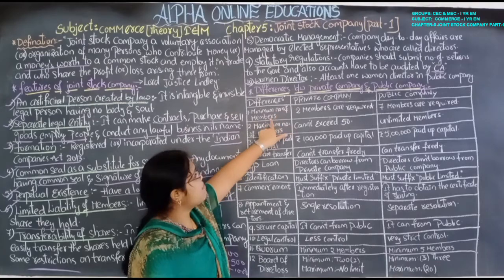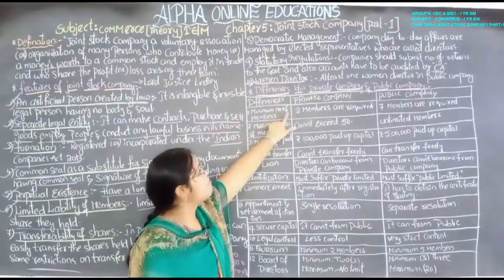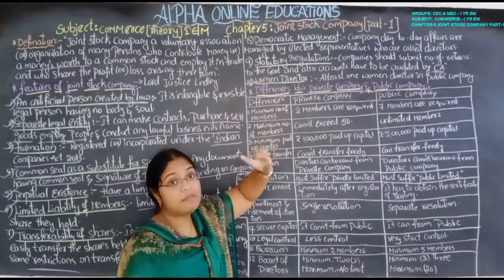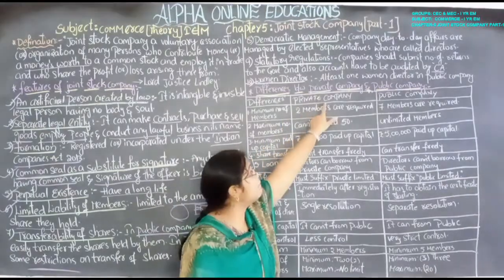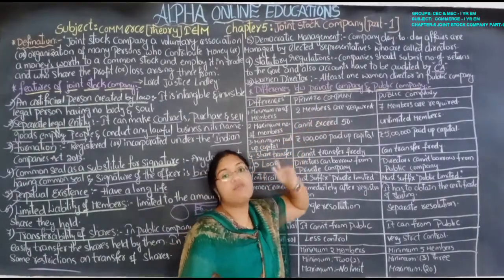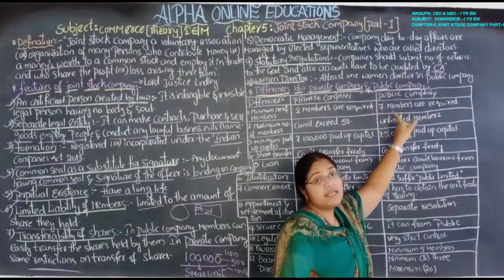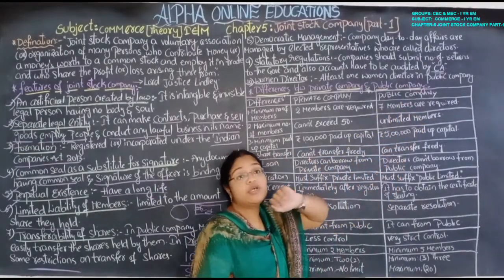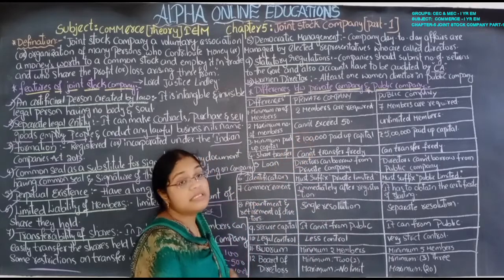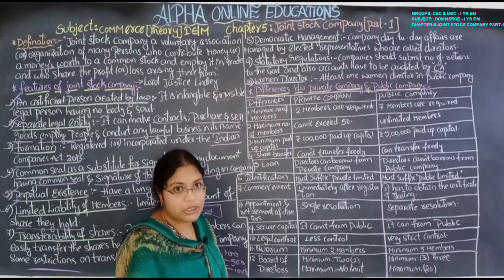Minimum number of members. How many members are required minimum in the private company? 2 members are required to start a private company. For a public company, 7 members are required to start. Public company means the government will play an important role.